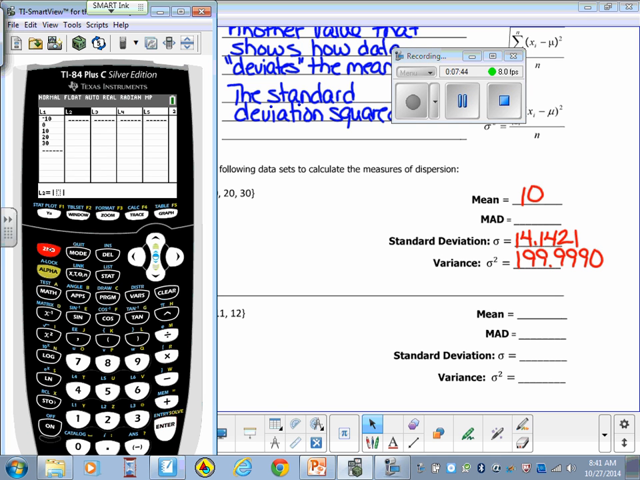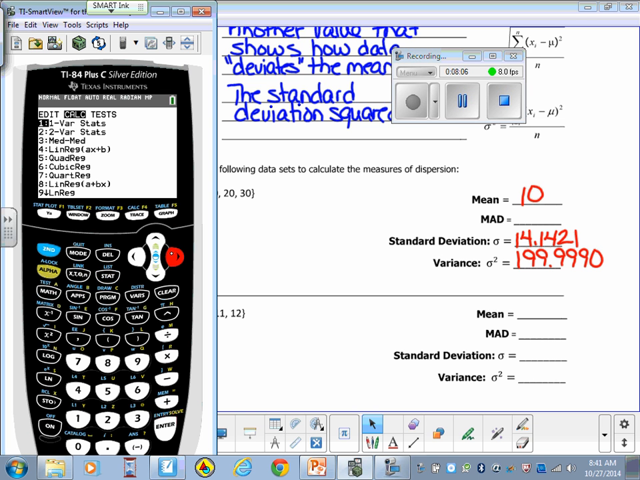Second 1 gives me list 1 minus my mean, which is 10. Very important to write that mean down at the start of every problem. If you press enter, this has gone ahead and found both the subtraction and the absolute value for you. Now we go back to stat, calc, 1 variable statistics, but this time I want list 2. Second 2.